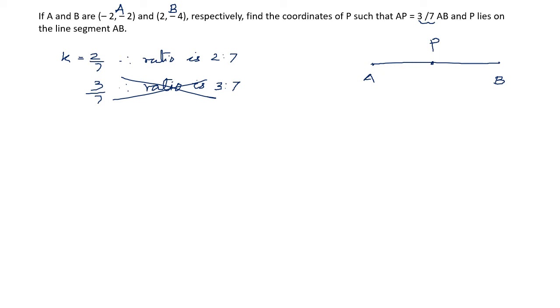Because AP is 3 by 7 times AB, that means 1, 2, 3, 4, 5, 6, 7 pieces are there of AB. Out of that 7 pieces, the third piece is AP. Okay, this is 3 out of 7. Do you understand? So what is remaining? How much is remaining? 4 is remaining. So what is going to be the ratio? Ratio is going to be 3 is to 4.